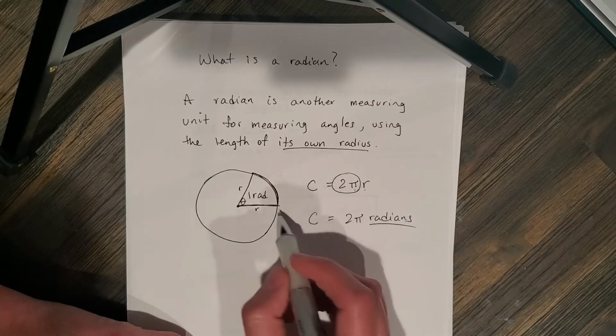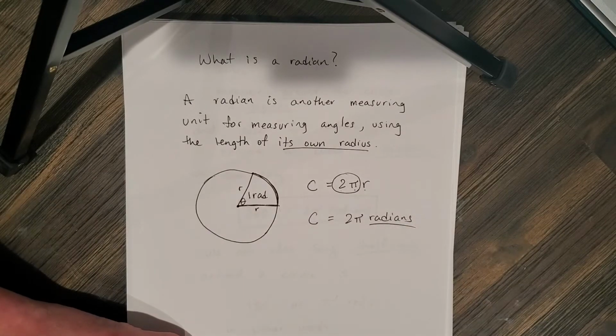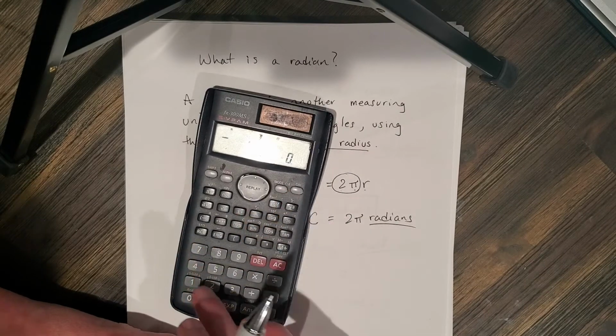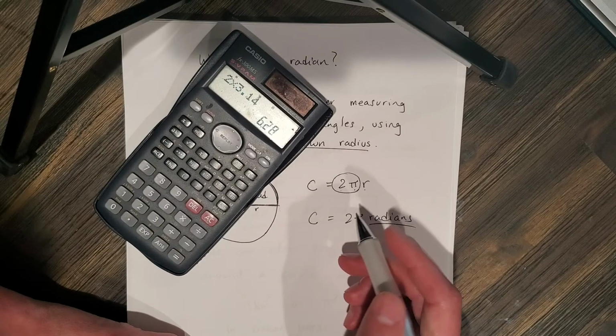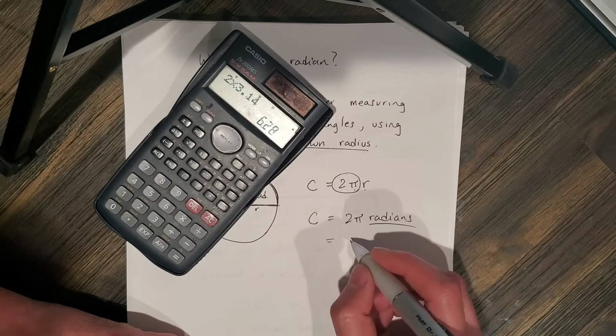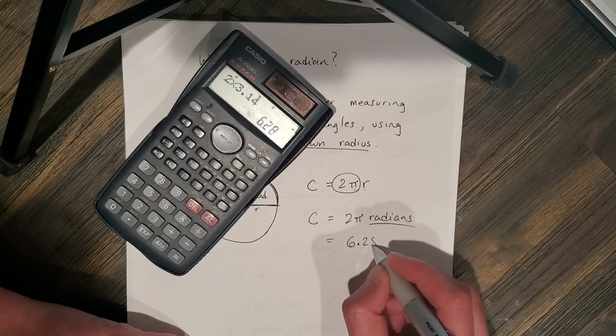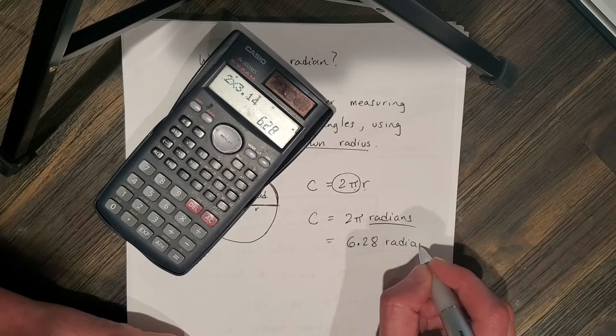In other words, 2 pi, which is 2 times 3.14, is 6.28. So the circumference of any circle is always going to be 6.28 radians.